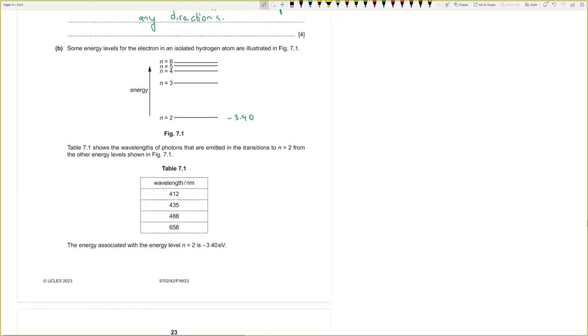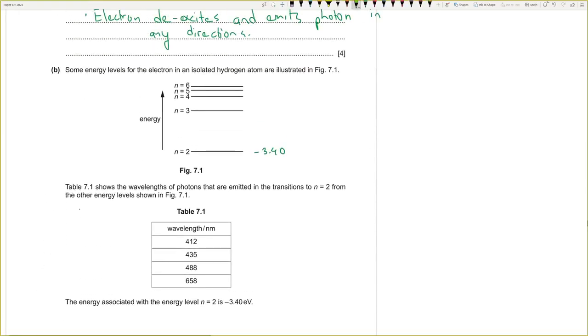Okay, this is interesting. So let's draw all the transitions. Let's do this. So this is one transition. This is another one. This is the other one. And this is our final transition over here.